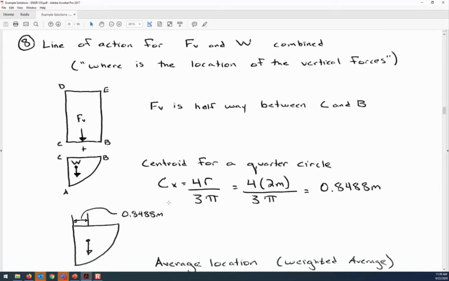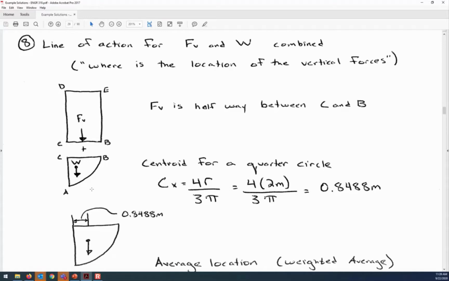So it makes sense that it would be less than 1, because 1 is what you get if it's a rectangle. But we are missing some of the area on the right side, and because of that missing area, that shifts the location of W over to the left a bit. So it's not quite to the 1 meter mark where that force is applied. So the point of application of W is 0.8488 meters. And so now we have to find an average.